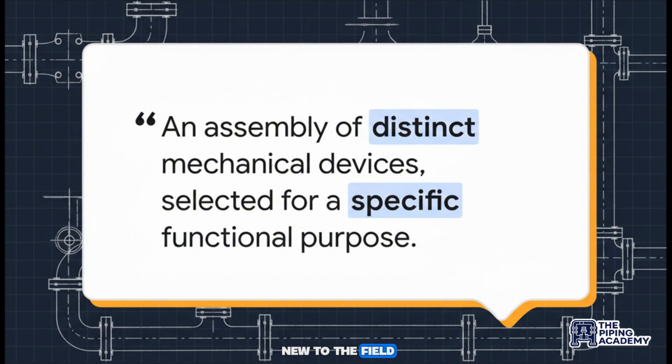To someone new to the field, a piping model can look like a continuous, confusing web of tubes, but to a piping engineer, it's something entirely different. It's a carefully considered assembly of distinct mechanical devices. Every single one has been selected for a specific functional purpose. We're not just connecting dots from point A to point B. We are building a pressure boundary, and we do that using 4 primary categories of components: pipe, fittings, flanges, and valves.